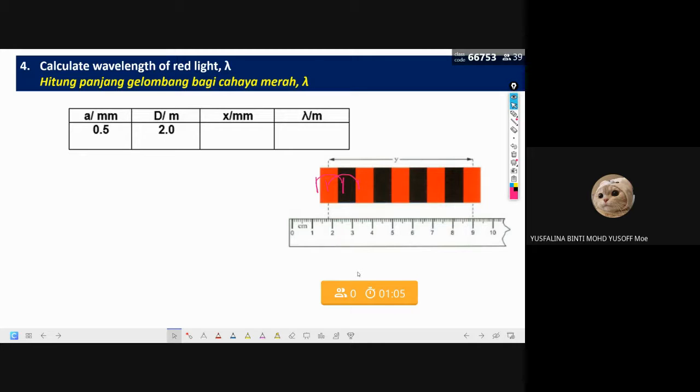Okay, you have to find the x first. Then you can use the formula lambda is equal to ax over d. So this one you have to find the wavelength. The x must be from bright to bright or dark to dark. They already give you the measurement from here to here. This one I think I already taught just now, how to find the value of x.